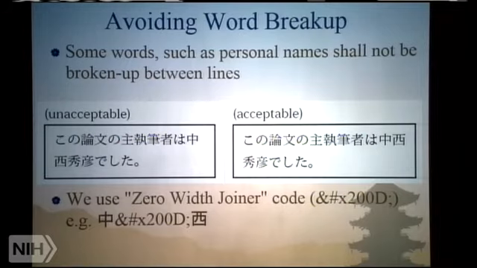Some words, such as personal names, shall not be broken up between lines. This can only be achieved by inserting a zero-width joiner code in between, such as this. But this zero-width joiner code insertion creates a fatal problem, as this practice causes a drawback wherein searching the text for Nakanishi fails.